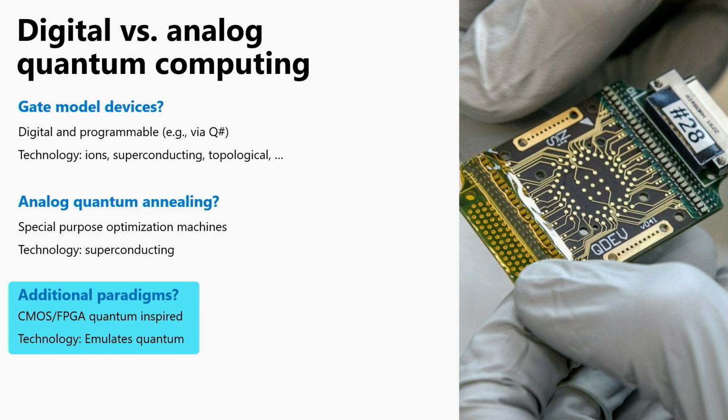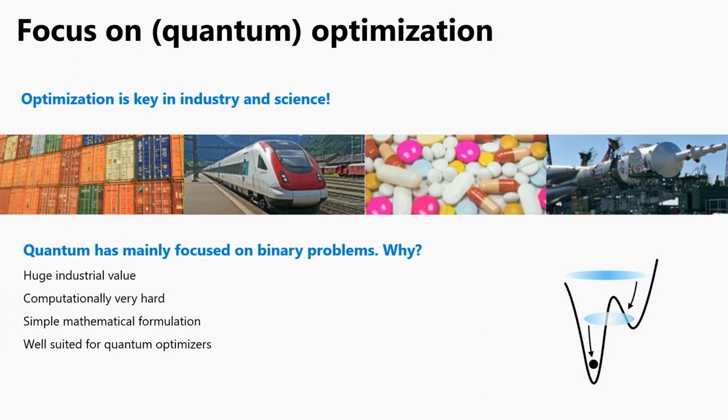Now, the focus of this talk will be on optimization, and in particular, quantum optimization. Why? I guess the answer is simple. Optimization plays a very crucial role in everybody's life. If you want to ship something across the world, if you want to do a scheduling problem, if you want to design a drug, or if you want to send a rocket into space, you have to solve very hard optimization problems. Therefore, there is a lot of value to this, and of course, a lot of challenges.